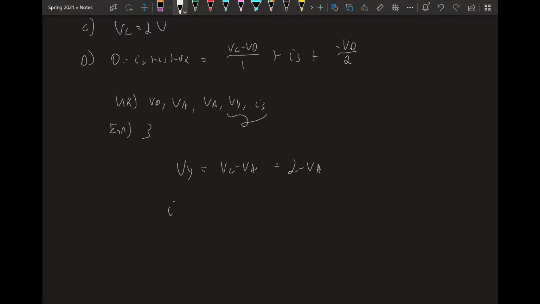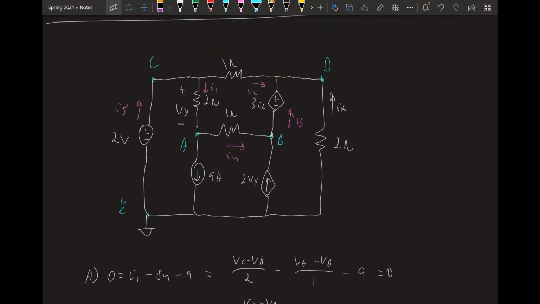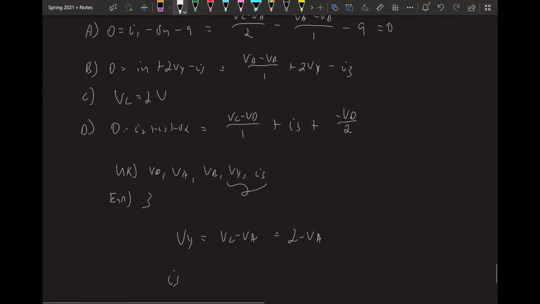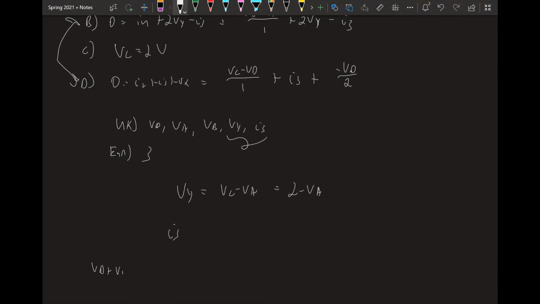So now we need to work on I3. I3 is going from node B to node D. There's really not a way to put that in terms of node voltages explicitly. So what you can do is you can notice that for stuff like this, VB and VD are, if you add them, I3 will cancel. So let's add them, VB plus VD.